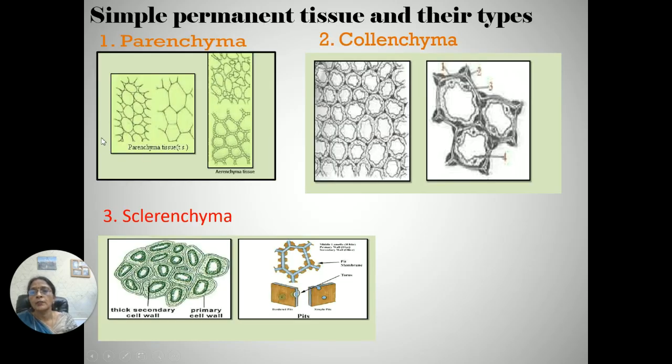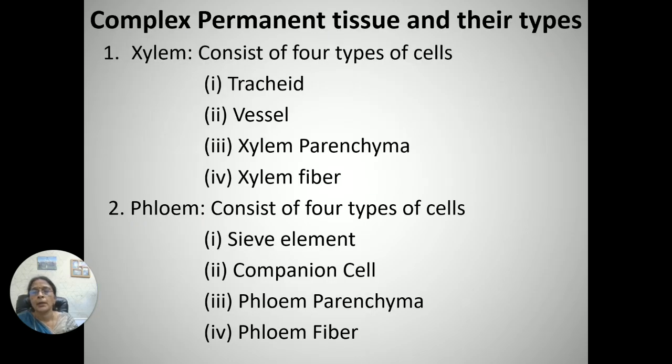Simple permanent tissues are of three types, that is parenchyma, collenchyma, and sclerenchyma, whereas complex permanent tissues are of two types, xylem and phloem. Xylem consists of four different types of cells, that is tracheid, vessel, xylem parenchyma, and fiber, but ultimately they perform the function of conduction of water.